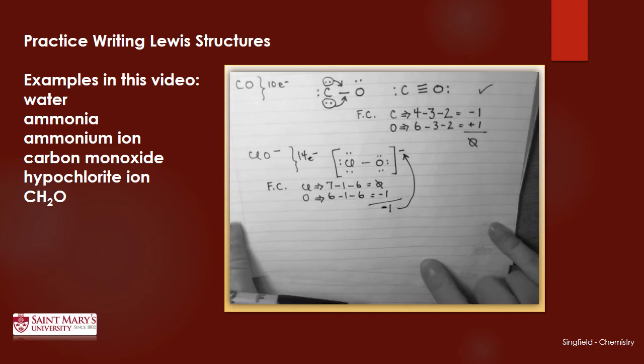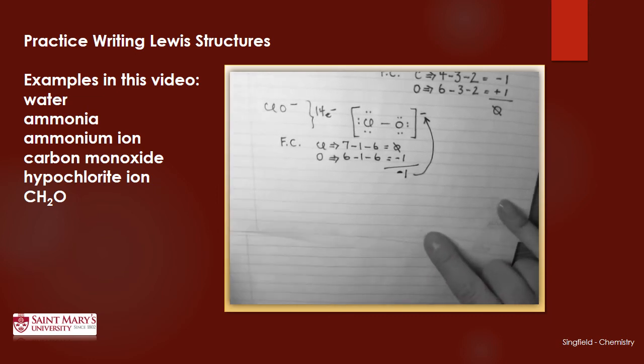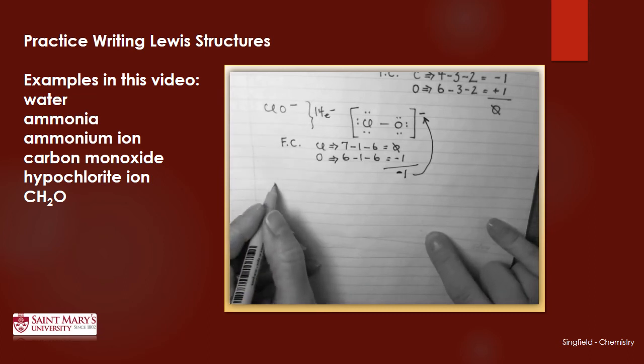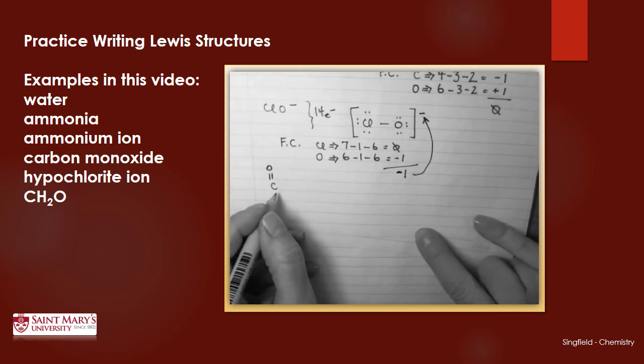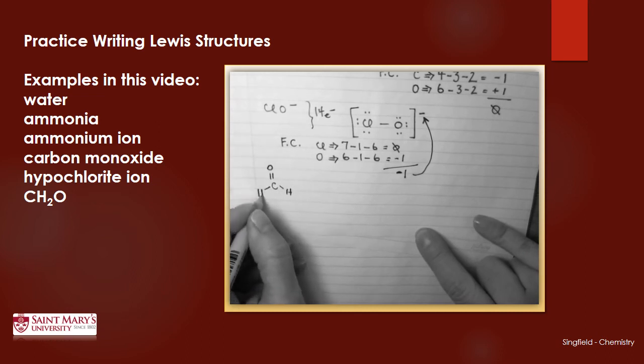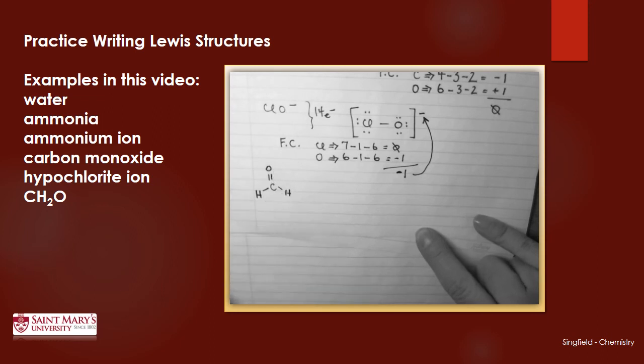I think we have room for one more. Let's just do one more. One more simple one, and then we'll get into the exceptions. Let's do C, double bond O, H, H. It's a funny one from the book because it kind of looks like it's already done.